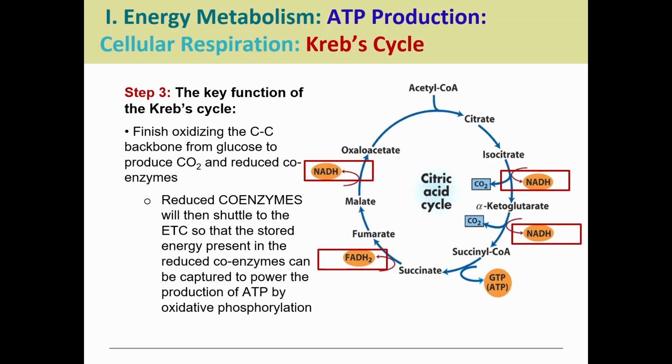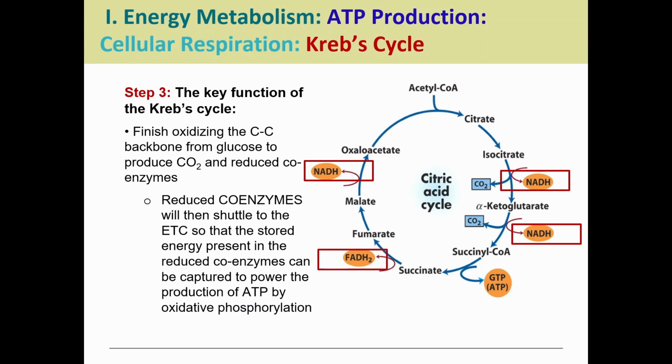So again, the key thing here, the main job of the Krebs cycle or citric acid cycle, is we're going to oxidize the rest of those carbon-carbon bonds, and we are stripping off electrons. We are shuttling them using NAD+, shuttling them to the ETC for later. We're getting a little bit of ATP. We're producing some CO2 waste, but the big thing is we're harvesting electrons.